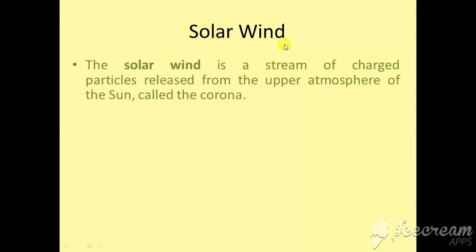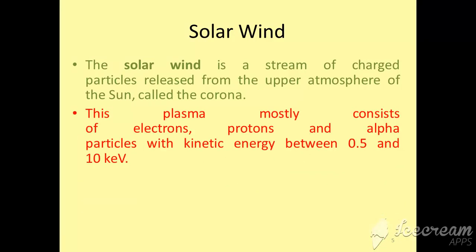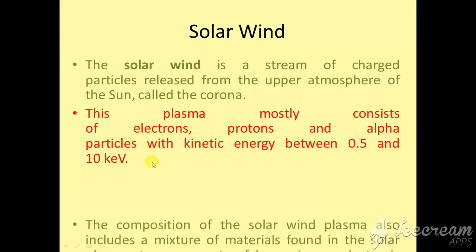Then solar winds. What are solar winds? The solar wind is a stream of charged particles released from the upper atmosphere of the sun called the corona. Okay. When the corona ejects a stream of charged particles, this is known as the solar wind. This plasma, meaning charged fluid, a fluid containing charged particles, mostly consists of electrons, protons and alpha particles with kinetic energy between 0.5 and 10 keV.